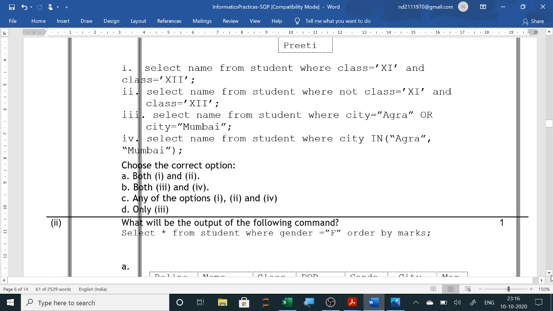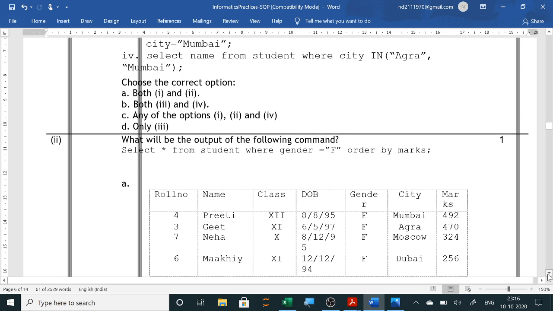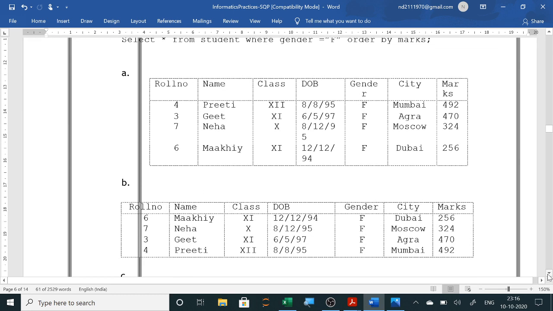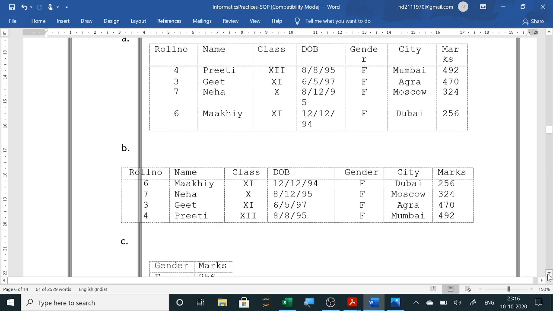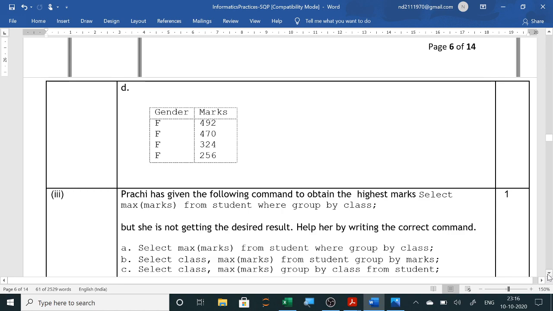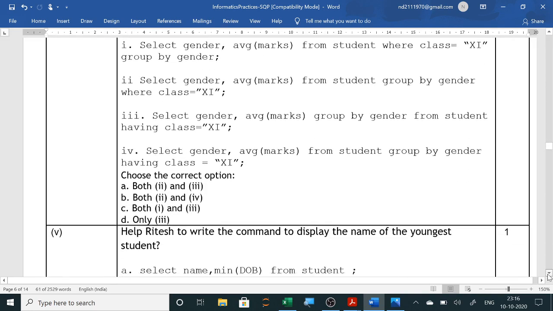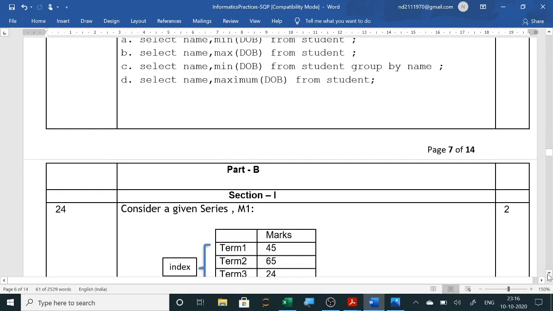Now the next is, since it is converted into Word, you might face a little bit of formatting problem here. Now next is the output of the commands here. So you can see here A, B, C, D, 4 options are given. You have to select the output from these options. So this is your section. Now these are all of 1 mark.